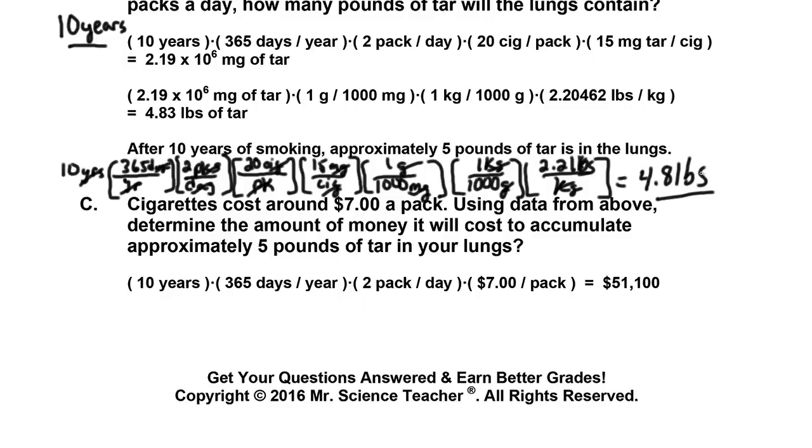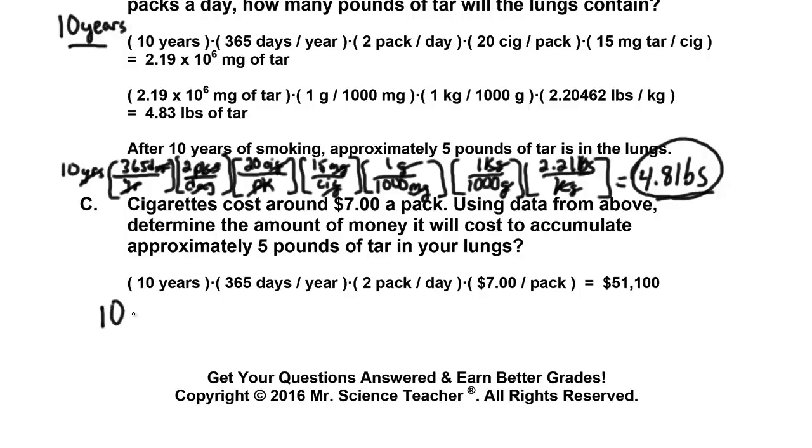But the one thing about this is, in part C, let's expand on this problem. I mean, in order to get that 5 pounds of tar, that 4.8 pounds of tar, hey, you paid for that. It cost $7 a pack. So, hey, how much money did it cost to get those 5 pounds of tar in your lungs? How much money does it take to get 5 pounds of tar in your lungs?